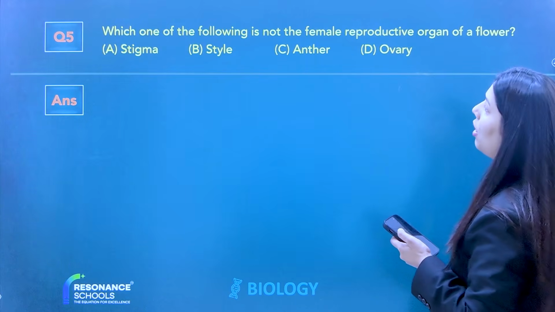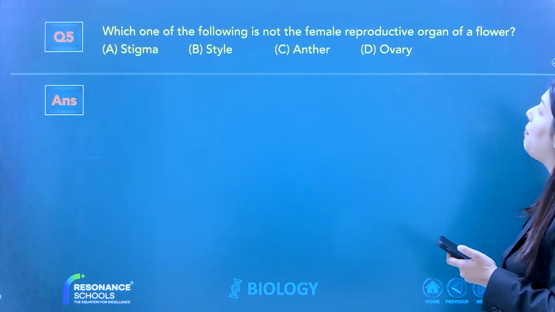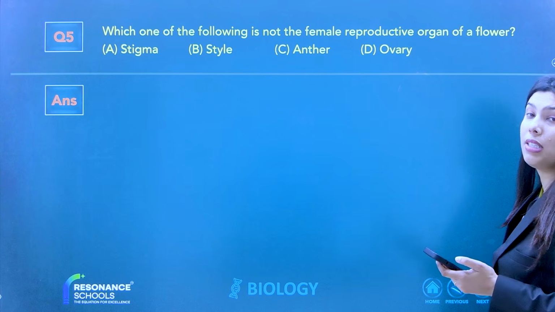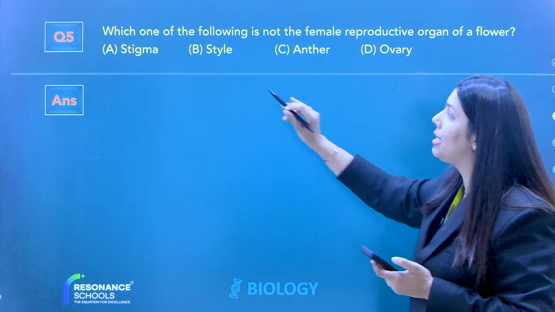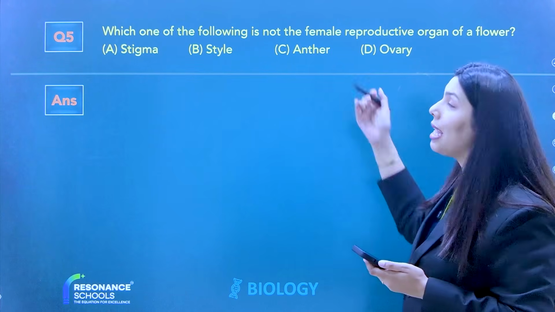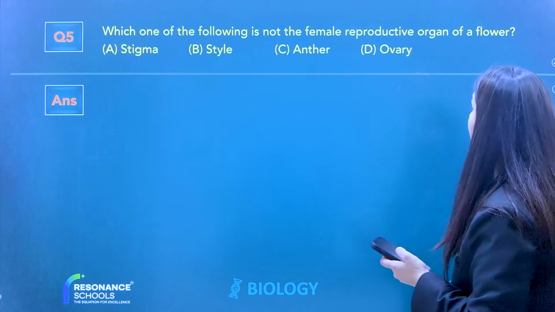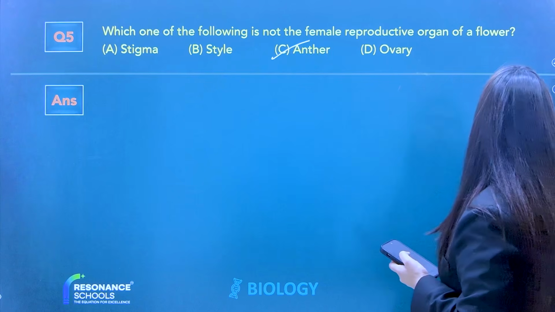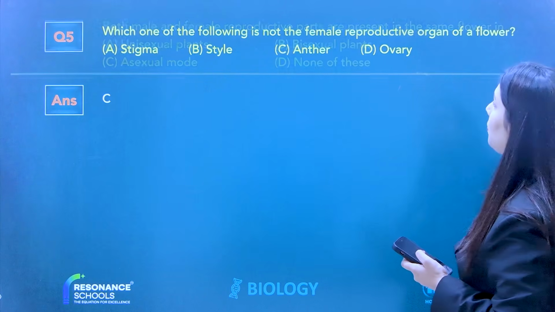Which of the following is not a female reproductive part? Stigma, style and ovary are parts of the female reproductive system, whereas anther is a part of the male reproductive system. So C only is correct. Now moving further.